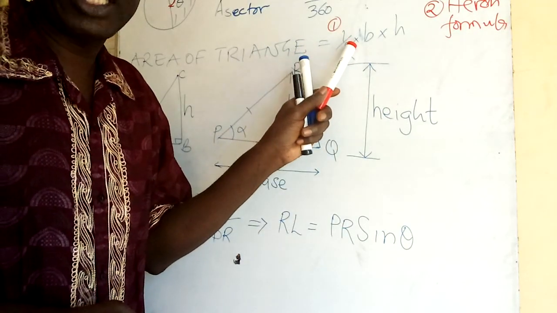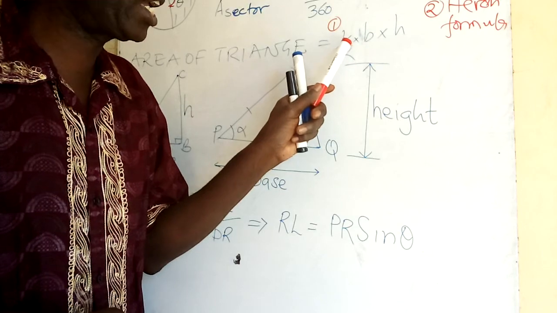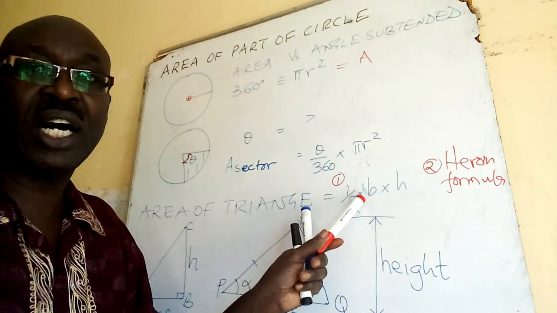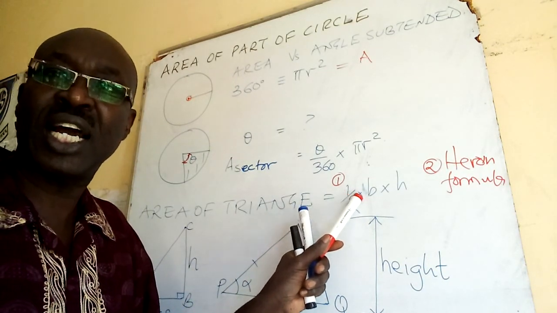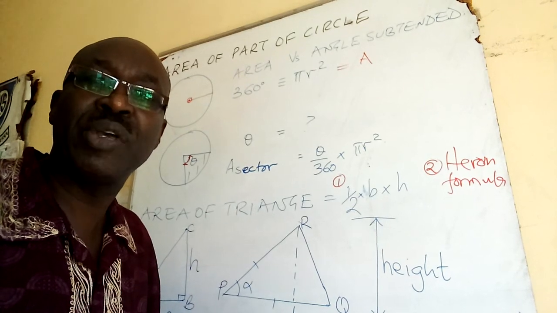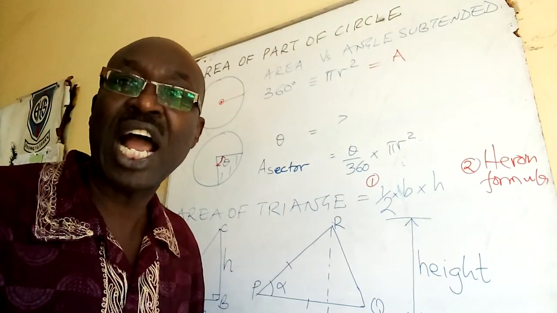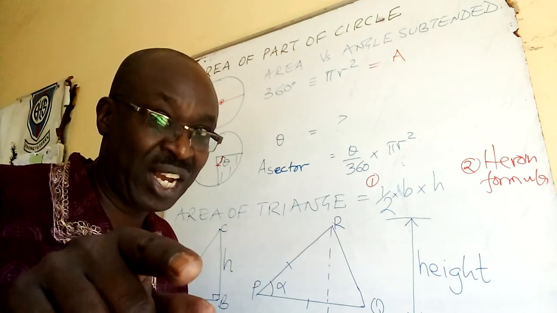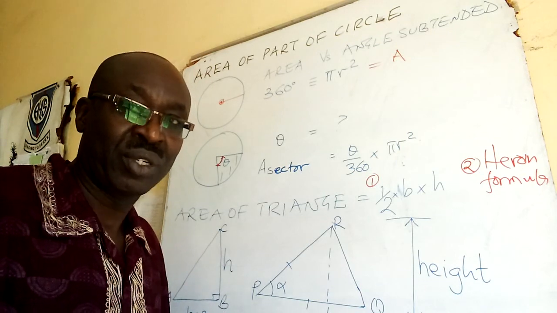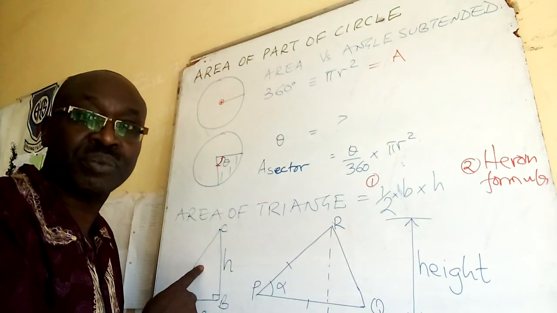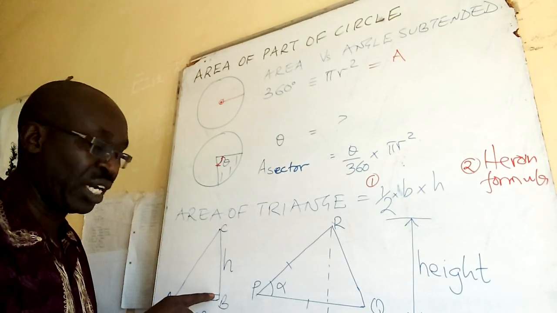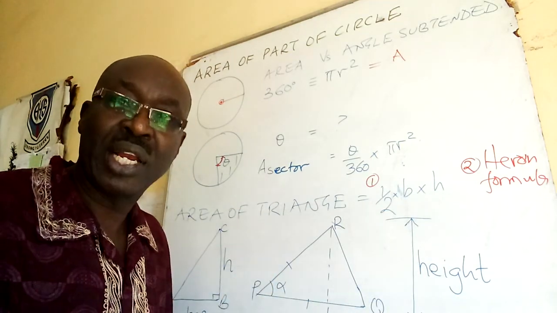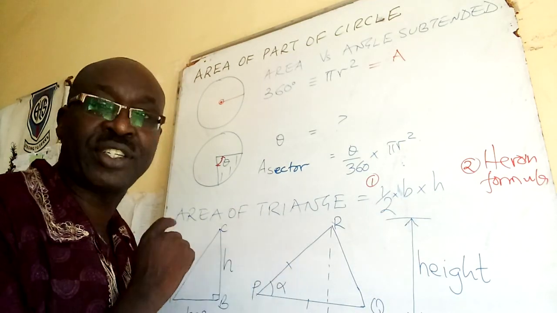But I want us to focus here because we no longer get right-angled triangles. We can be given even isosceles triangles, equilateral triangles. That is where the trick is. So we have to modify it. This one we are used to. This is a right angle, so a half base times height. Now I'm talking of a situation like this.